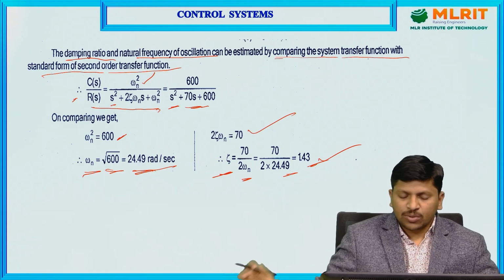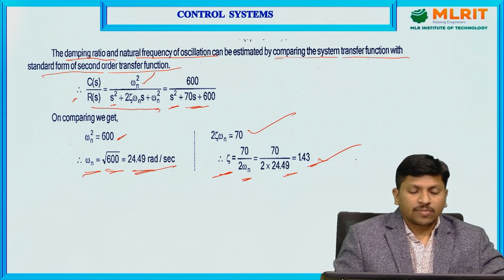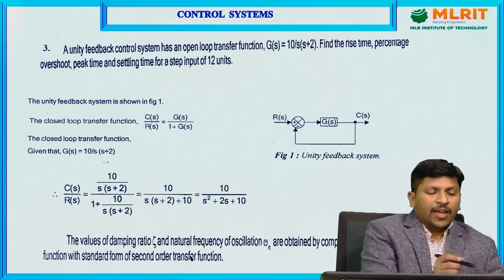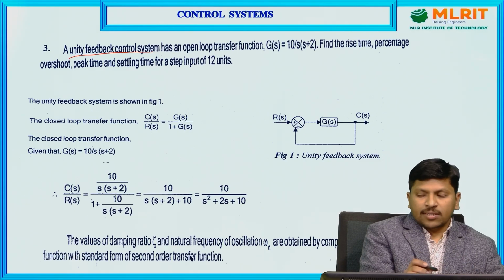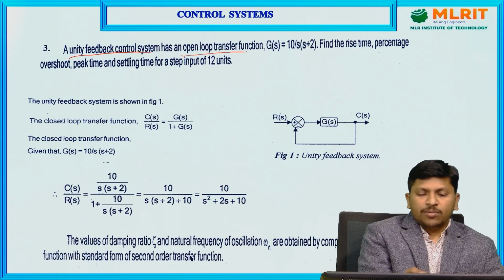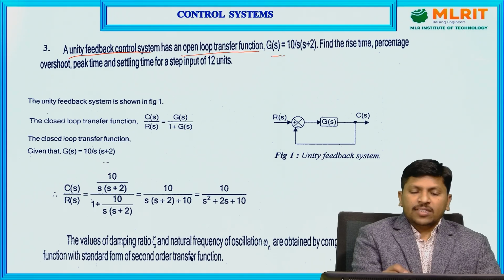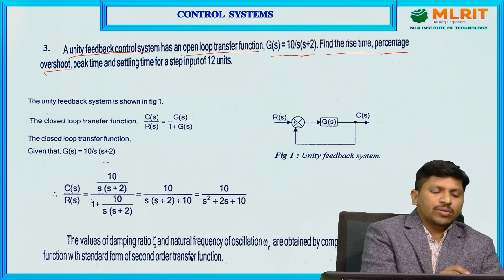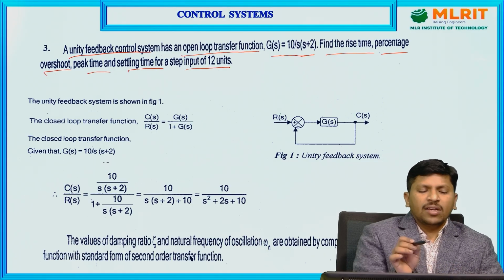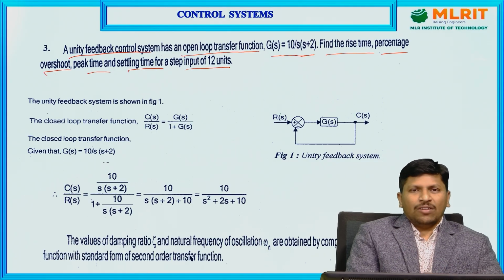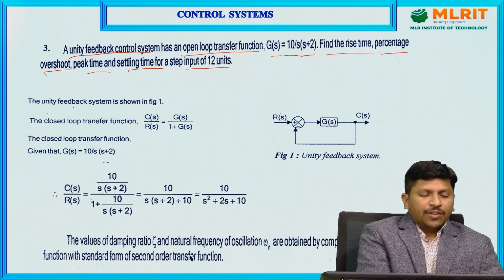Next, coming to the third problem. See here, a unity feedback control system has an open loop transfer function G of s equals 10 divided by s into (s plus 2). Find the rise time, percentage overshoot, peak time, and settling time for a step input of 12 units, right? The unity feedback system is shown in the figure.